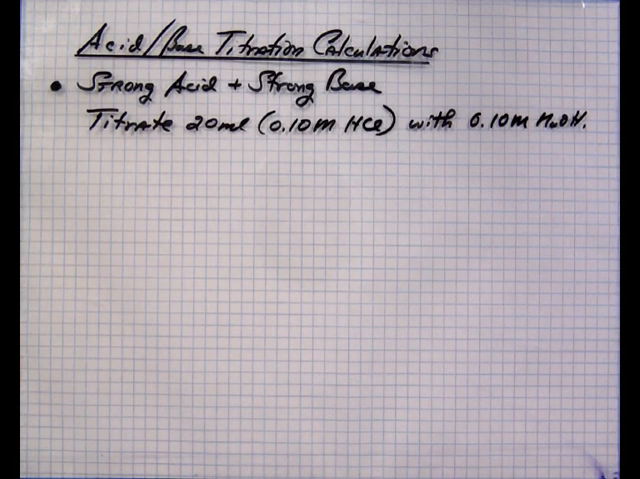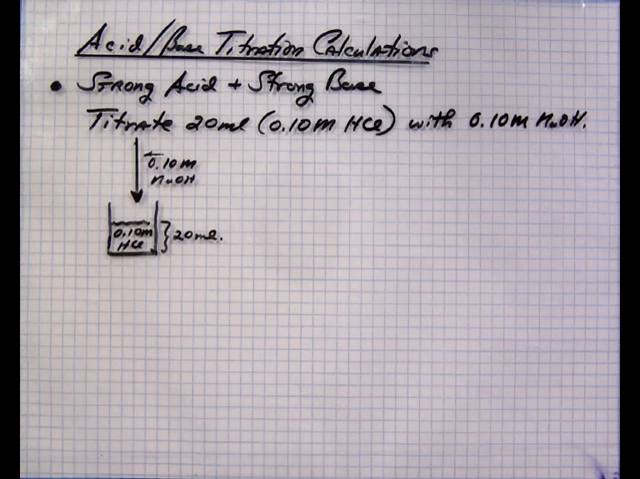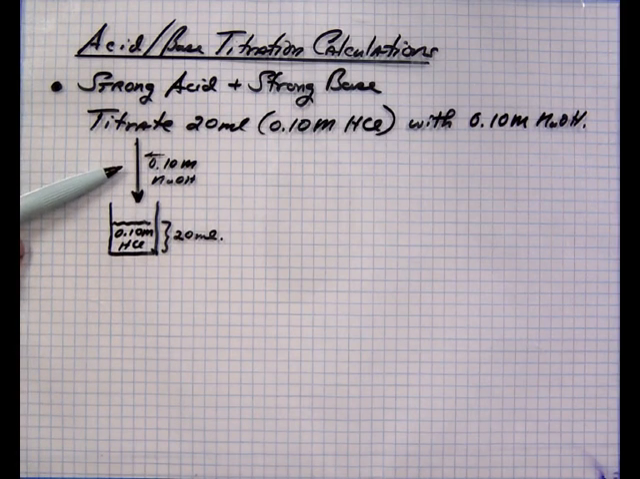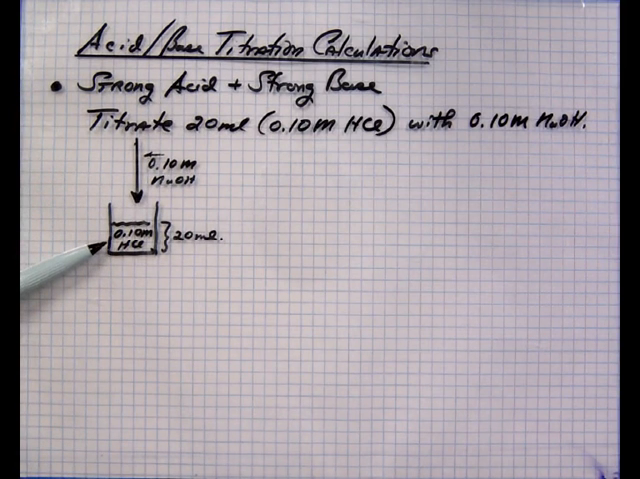Okay, acid-base titration calculation. We'll start with a strong acid, strong base titration, in which you're asked to titrate a 20 milliliter sample of 0.10 molar hydrochloric acid with 0.10 molar sodium hydroxide. This is shown in an illustration here. 0.1 molar sodium hydroxide is added to a burette, and portions are added to the 0.1 molar hydrochloric acid until we reach the equivalence point, and anything after the equivalence point is surplus base.